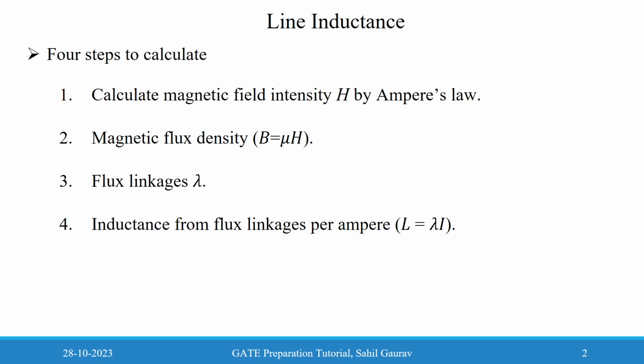Then we will find the flux linkage, that is, we will see how we can relate the flux density and the magnetic flux linkage, depending upon whether we are finding the internal flux linkage or the external flux linkage. And the last step is that we will finally get the inductance from the flux linkage per ampere, and this relation is L equals flux linkage divided by current.